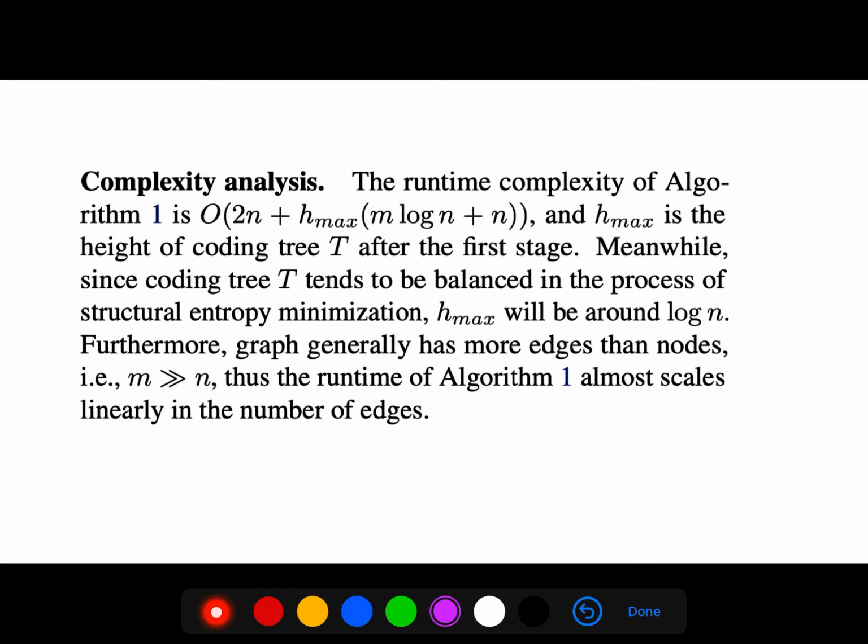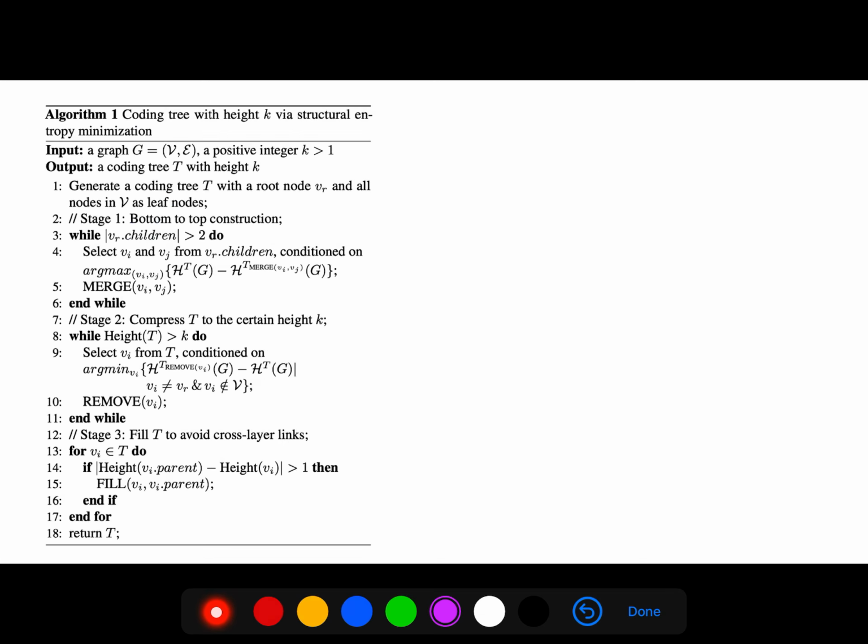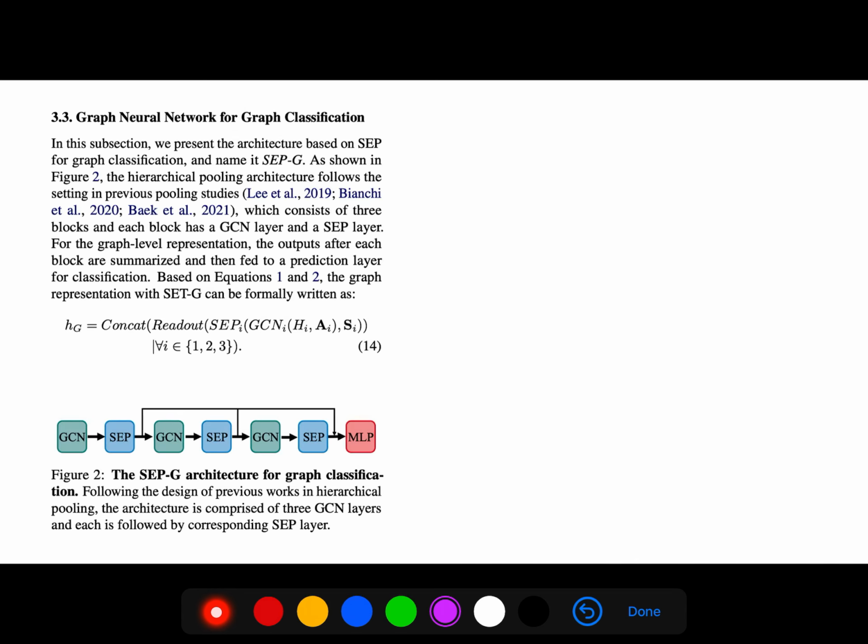But this is the runtime complexity of the algorithm. It's of the order of 2n plus hm log n. The first stage is bottom-to-top construction. Then the second stage is compressing the coding tree T to a certain height k. And the third stage is to fill the tree to avoid cross-layer links. I don't think it is bio-inspired.